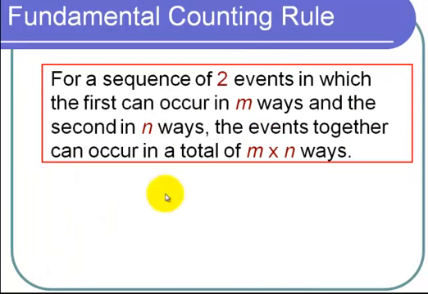Okay, let me give you a little fundamental rule of counting, and it says the following. For a sequence of two events in which the first can occur in m ways and the second in n ways, the events together can occur in a total of m times n ways. This is very similar to the multiplication rule of probability, but now we're just counting the number of ways something can occur.